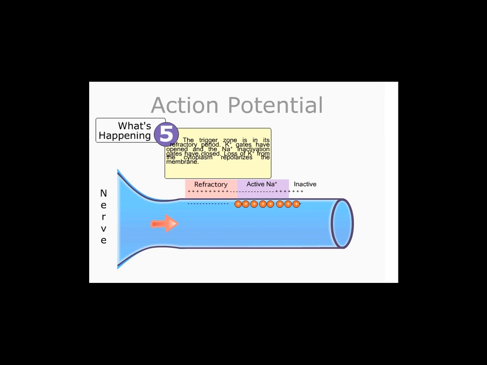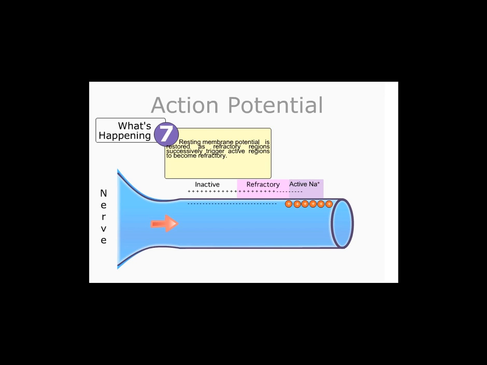Once a significant amount of potassium moves out, those channels close, and then we're back into an inactive phase of the axon membrane where it can be stimulated to generate another action potential.